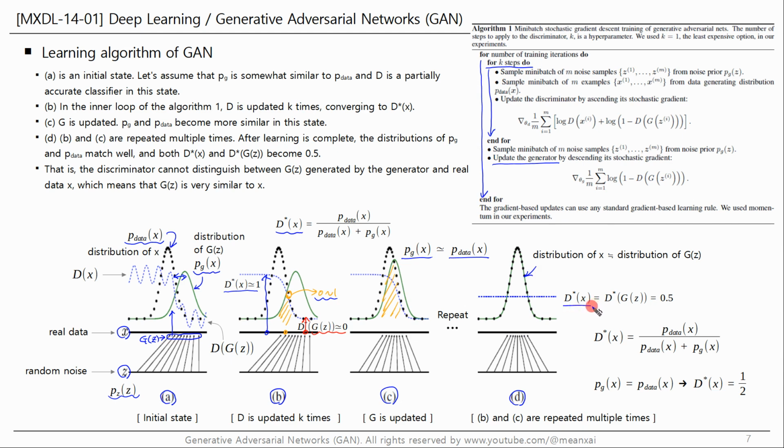And both D star of X and D star of G of Z become 0.5. That is, the discriminator cannot distinguish between G of Z generated by the generator and real data X, which means that G of Z is very similar to X. In this equation, if PG and P data are equal, D star of X is 0.5.